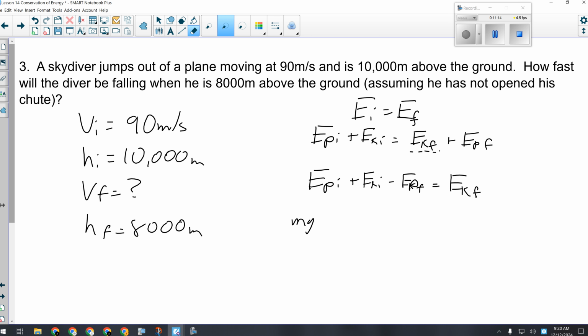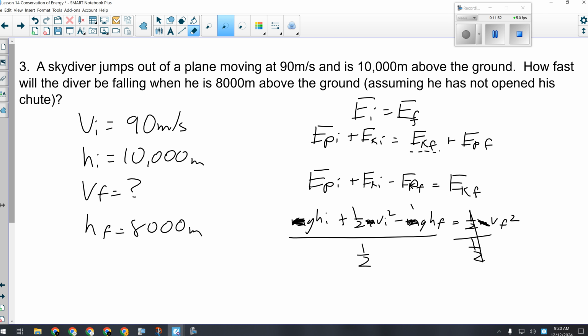Okay, plug in our formulas. Once again, I didn't tell you the mass of the skydiver. Okay, plus 1/2 mvi squared minus mghf equals 1/2 mvf squared. All right, we don't know the mass of the skydiver because Coderre keeps forgetting to put it on there. All right, I want to get VF by itself. What do we do? Subtract EPF. Oh, I already did that. Oh. Divide by 1/2. Yeah, I got to move the 1/2 over to the other side.